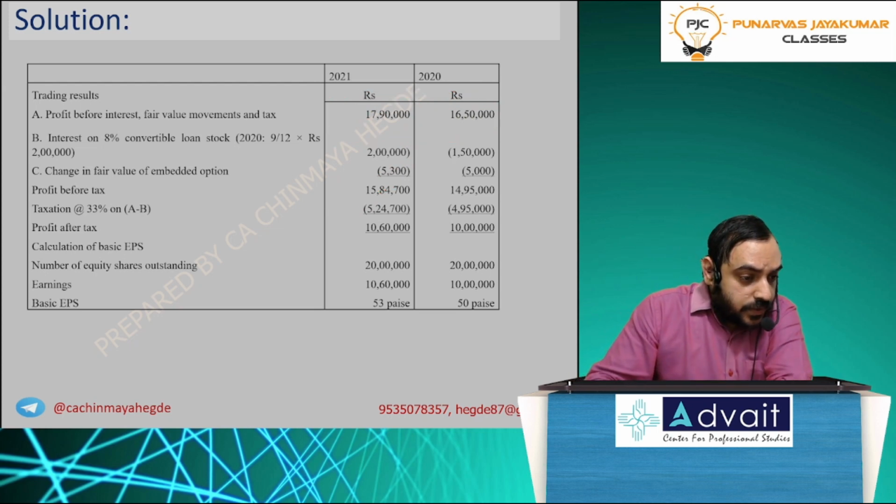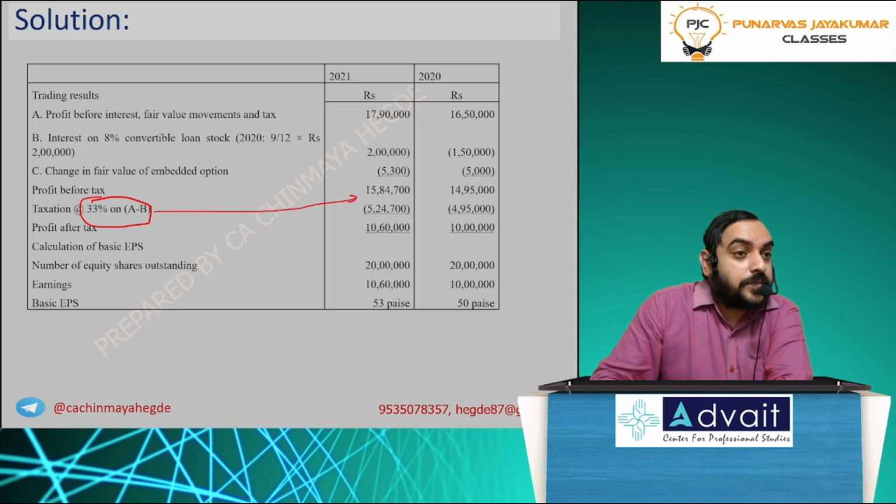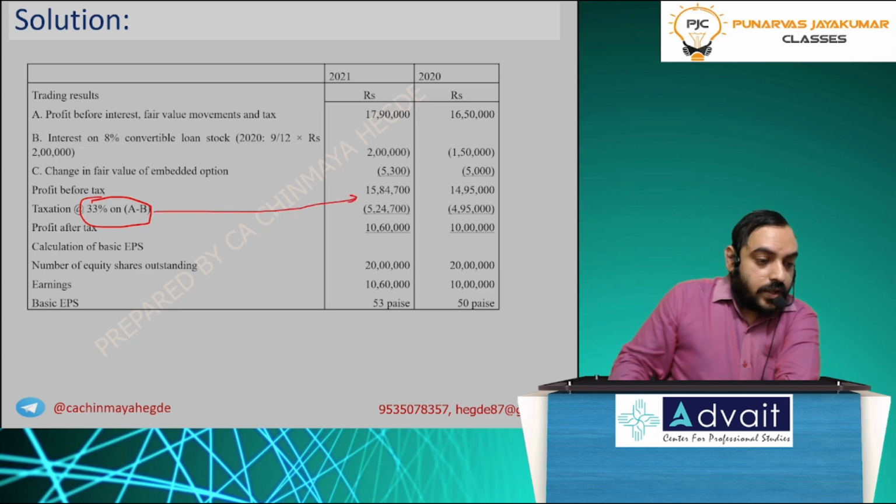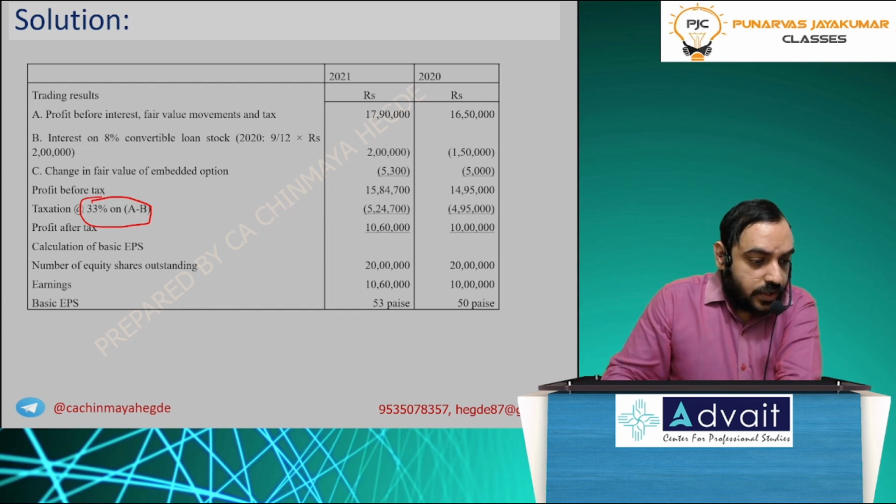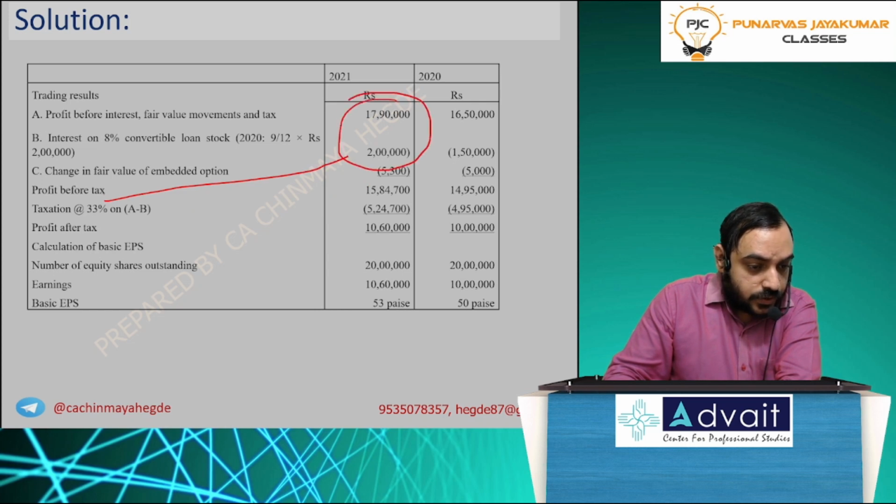Also, this 33%, just check on what amount they have calculated. I would like to verify that. Spend 1 or 2 minutes on this. It is not 33% on 15 lakh 84,700. It is 33% on 15 lakh 90,000.